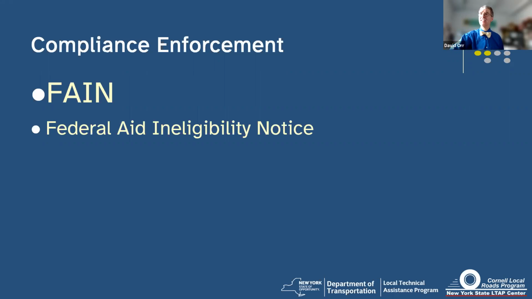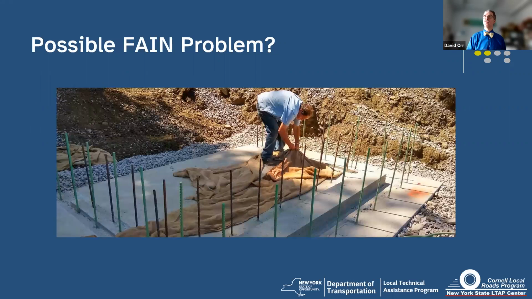What essentially it says is you aren't going to get some of your funds because you did something that either broke a federal rule or you didn't get permission ahead of time. So as an example, do you see a possible FAIN problem here? In other words, is there something on this that if somebody came by from DOT, either federal or state, and they saw this, they might go, you're not following a particular standard. There's something wrong here. In Q&A, anybody want to tell me what they see?